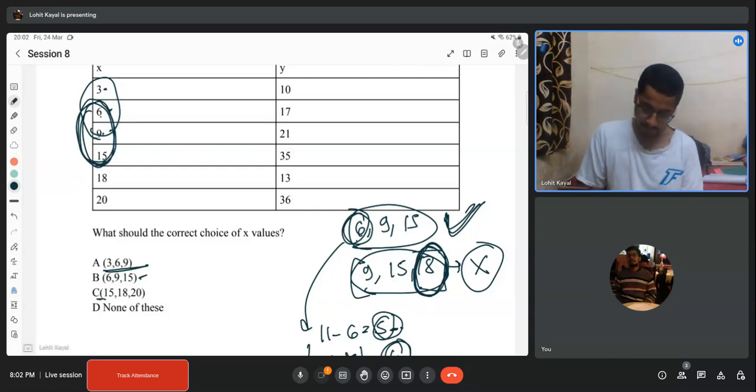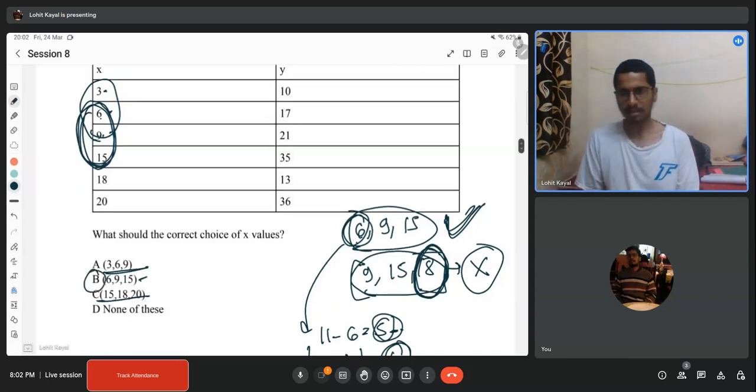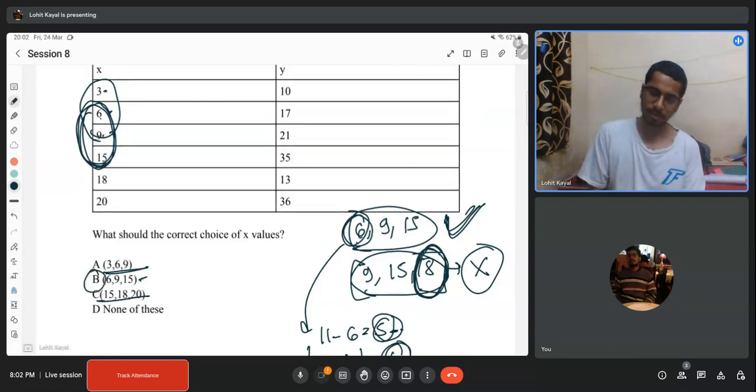And the third option is 15, 18, and 20. This is a trivial situation where 11 doesn't belong to this range, so this is not a good choice. So option B is the good choice. I hope this idea of the range is clear to you.